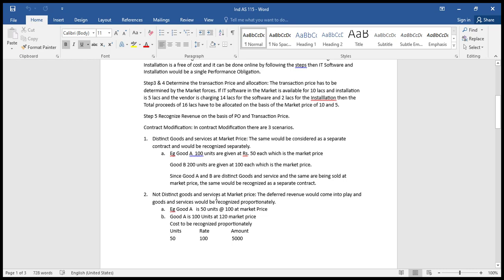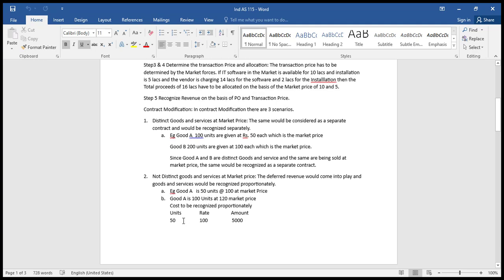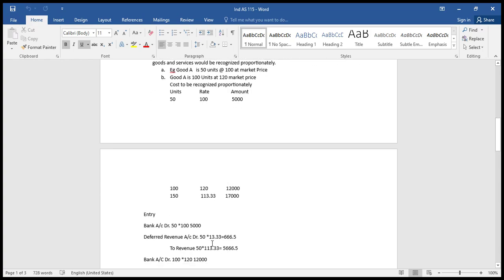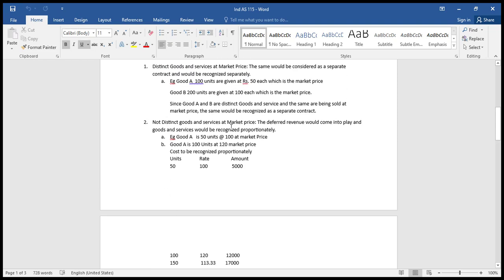Second, not distinct goods and services at market price. The deferred revenue would come into play, and the goods and services would be recognized proportionately. Good A is 50 units at 100 at market price. Good A is 100 units, 120 at market price. Costs to be recognized proportionately. 50 into 100, 5,000. 100 into 120, 12,000. Total 17,000. 17,000 divided by 150 would be 113.33.